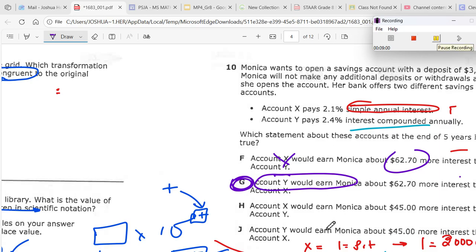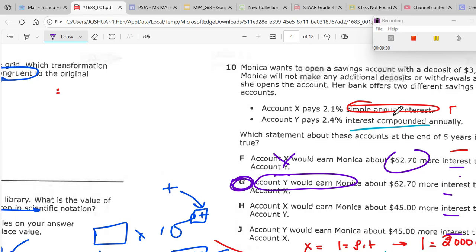So coming back over here, we're going to go ahead and get the interest, because the question is saying which statement about these accounts at the end of 5 years is true. It's talking about the interest, so I'm just going to look at the interest. The interest alone is 315 here. So I'm going to get the total amount, which is 3,377.7, minus the 3,000, which gives me the interest.